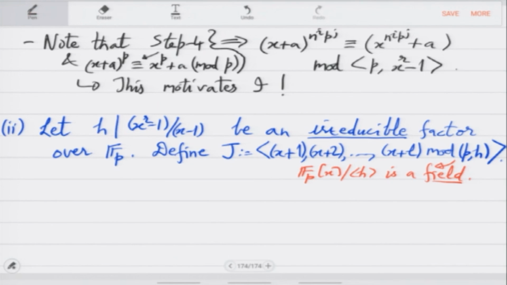Okay, so the second subgroup J is a subgroup of this field except 0. Again, what is the rationale?